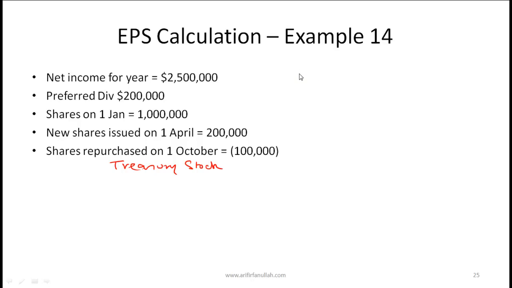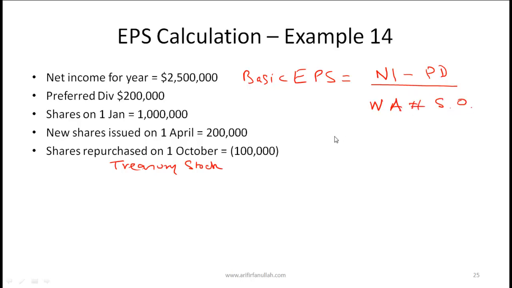So what is the formula for basic EPS? As we just saw, the basic EPS is net income minus the preferred dividend divided by the weighted average number of shares outstanding. So let's plug in now. What's the net income? The net income is 2,500,000 minus the preferred dividend, which is 200,000, divided by the weighted average number of shares.